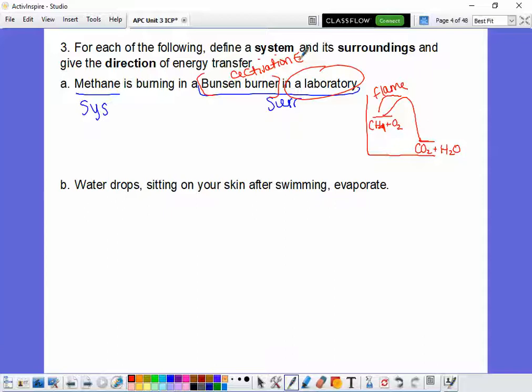Okay? So overall, methane burning is exothermic. It's going to release a lot of energy overall. Okay.